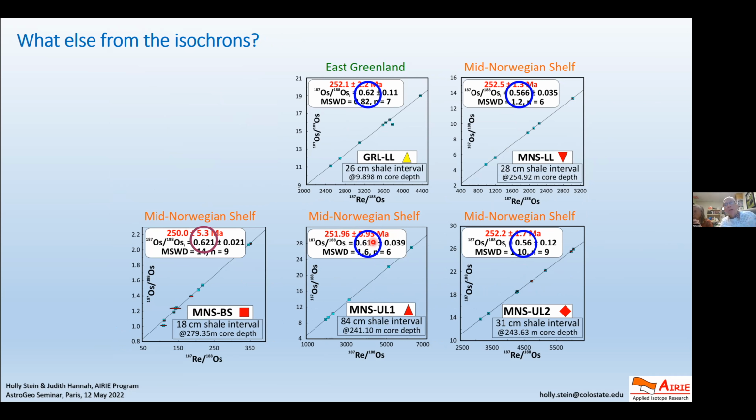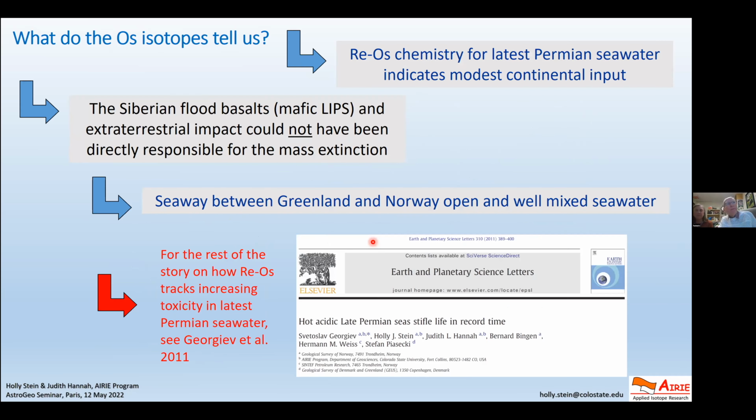I mean, you have two continents breaking and spreading apart. But the influence of anything mafic, hydrothermal, mantle associated, or the influence of Siberian traps, which are thought to have been responsible, has to include some more continental component. I just summarized this. And for the rest of the story, it's a great story about the other aspects of rhenium-osmium work, that we could track increasing toxicity in latest Permian seawater.